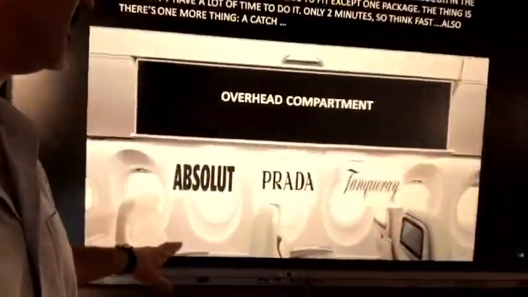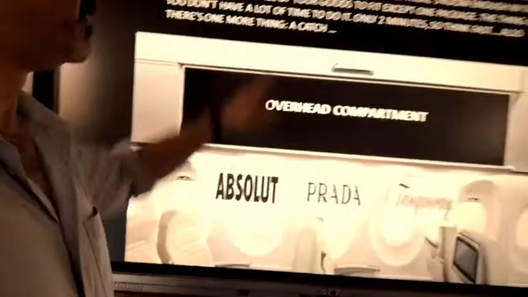So I came up with all this stuff that you'd buy in the terminal in the duty-free shop. This is for adults because I'm using alcohol brands. I would give them 2 minutes. They had to get all of their puzzle pieces into the overhead compartment.